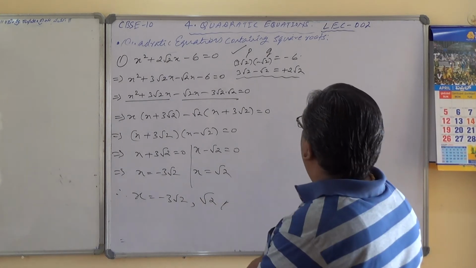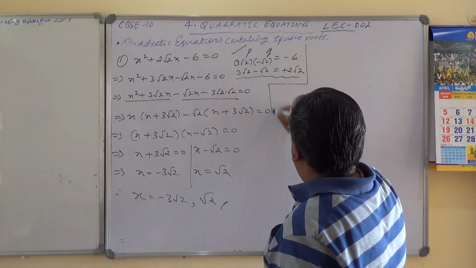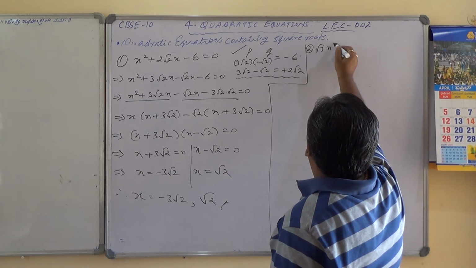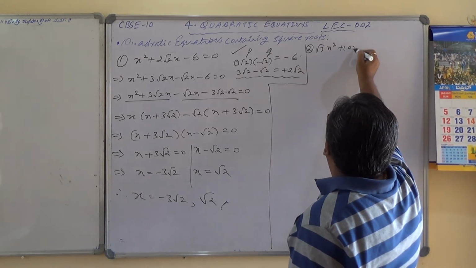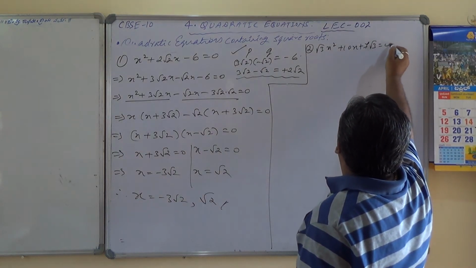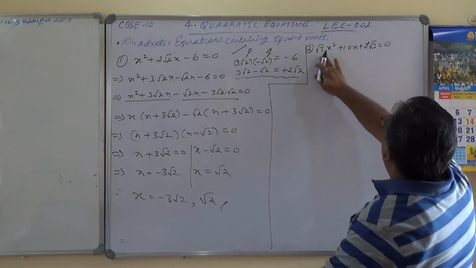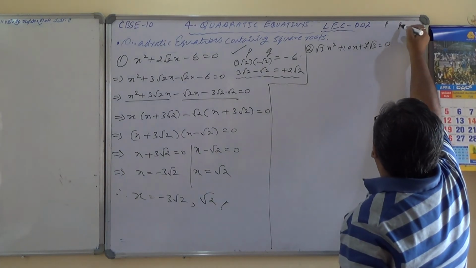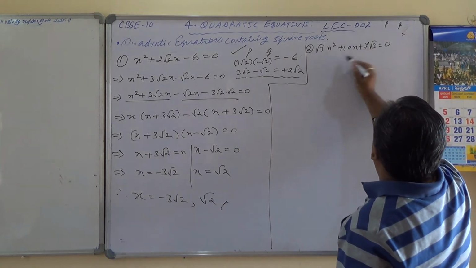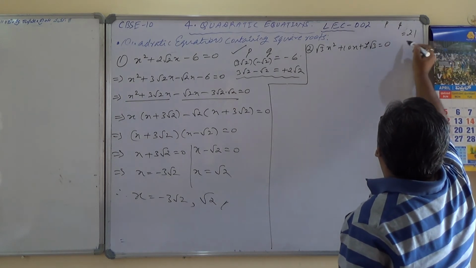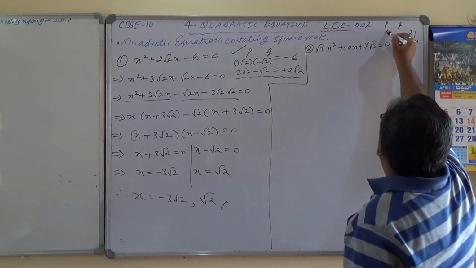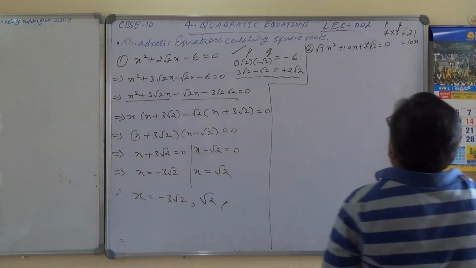Let me take the next one. Second one. Root 3x square plus 10x plus 7 root 3 equals 0. So I should get root AC. P and Q are the numbers such that if I multiply A into C, root 3 into 7 root 3 is 3 into 7, 21. And here I should get 10x. So 7 plus 3. And therefore, what are the factors?